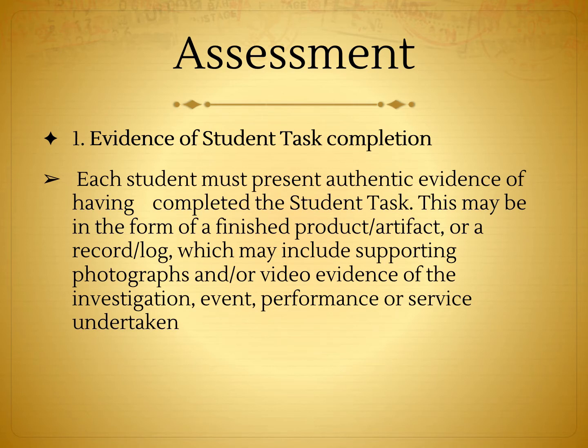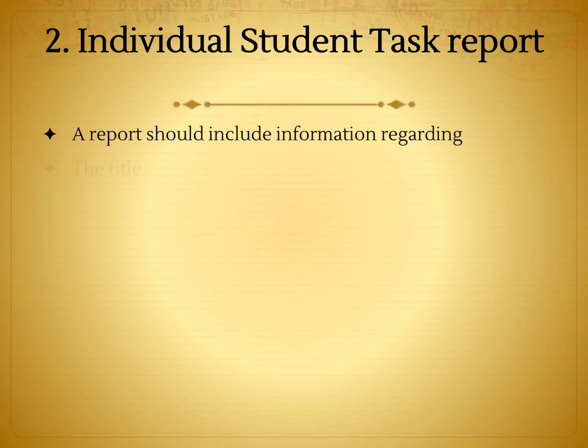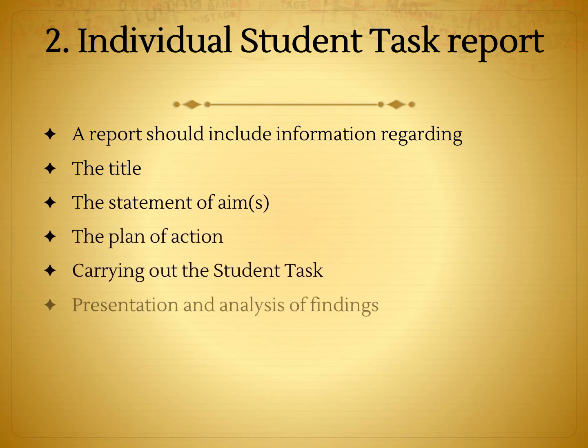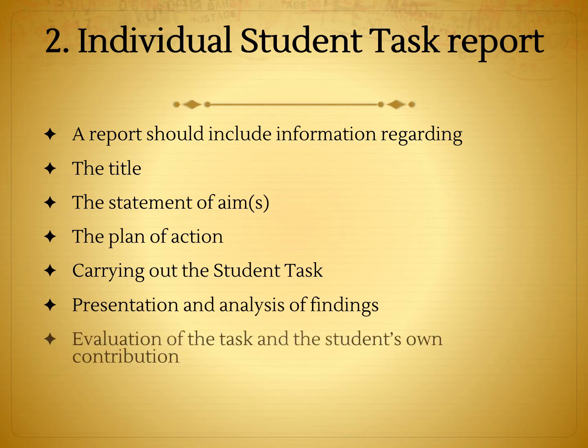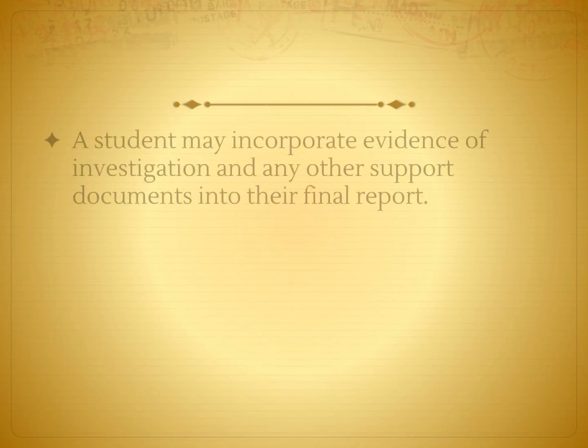Individual student task report. A report should include information regarding the title, the statement of aims, the plan of action, carrying out the student task, presentation, analysis of findings, evaluation of the task and the student's own contribution, and how other courses contributed to the student task. A student may incorporate evidence of investigation and any other support documents into their final report.